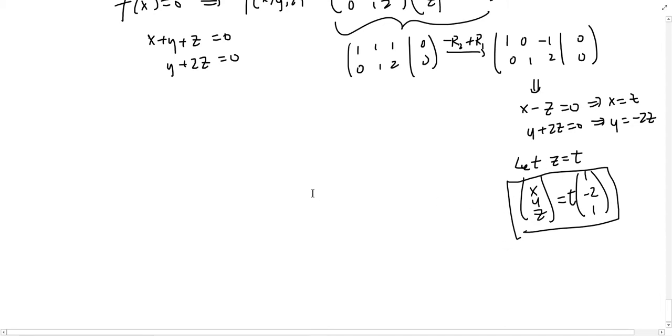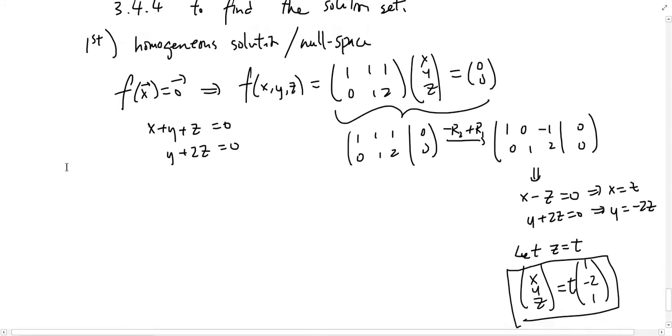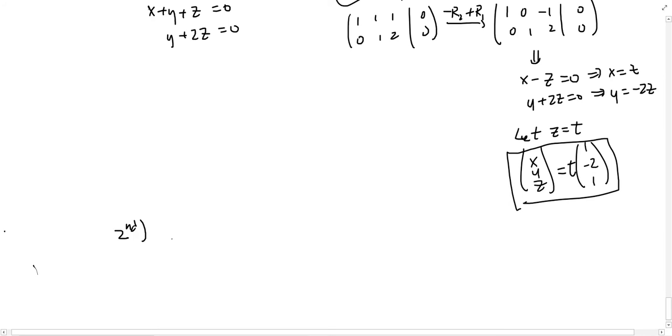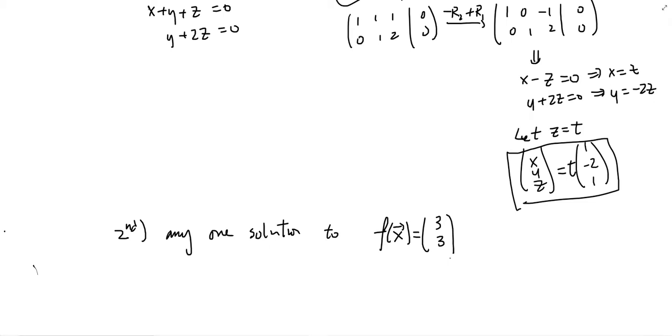So now the second part of the problem is to simply find one solution, any solution that you can come up with. The second part is to find a particular solution, any one solution to the equation f of vector x equals 3, 3. That's actually not that difficult to do. As a matter of fact, most students, when I ask for this, come up with at least 2 possible choices.